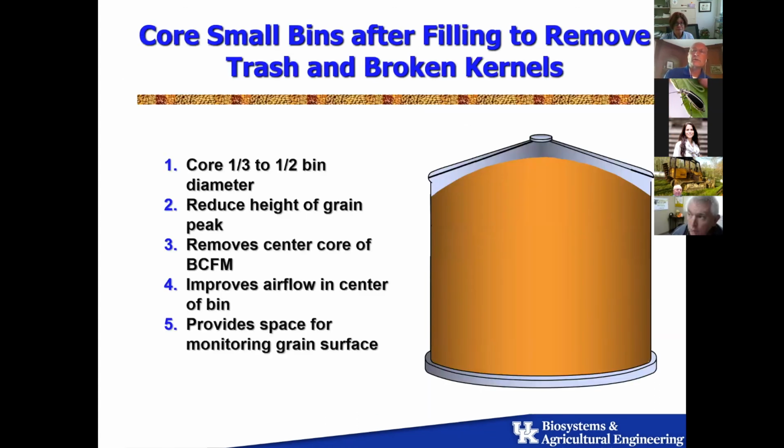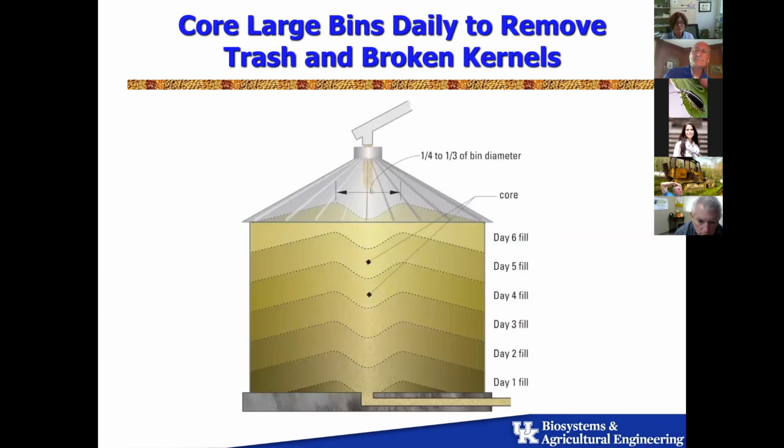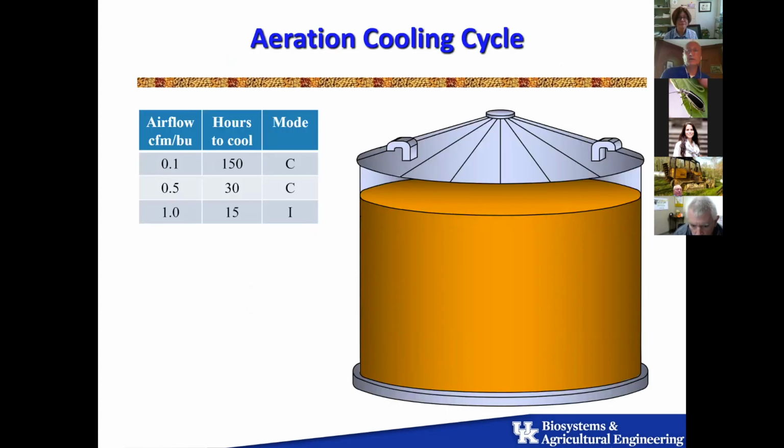So what we want to do, on the illustration shown here, the animation, is to core that bin, remove those fines after the bin has been filled, and take it down so that the bottom part of that inverted cone is about level with the grain on the wall. And that's a good compromise. It's again going to reduce the depth in the center, and it's going to allow more airflow through that part of the bin. If we have a larger bin, we may want to core the bin a little more often because of the volume we're dealing with, just to core it daily.